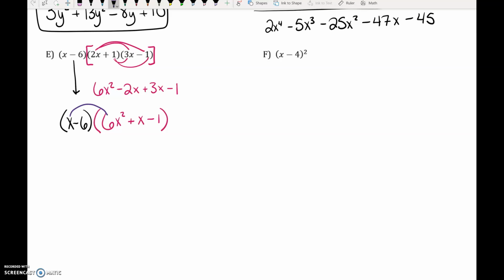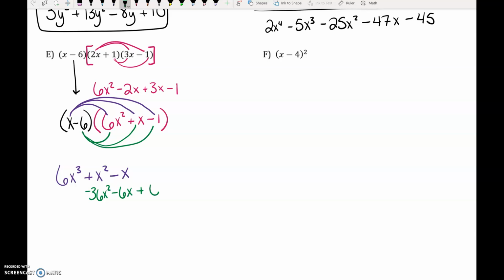X times 6x squared is 6x cubed. X times x is x squared. X times negative 1 is negative x. Negative 6 times 6x squared is negative 36x squared. Negative 6 times x is negative 6x. And positive 6. And you can see I stacked them.